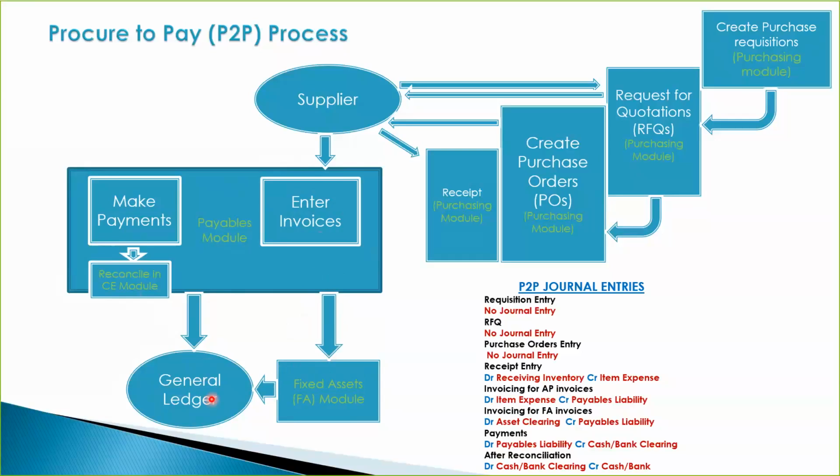Okay, now having said that, you will need to understand the various journal entries that are generated in this procure-to-pay cycle process. We need to understand the journal entries for all these transactions created in the Oracle E-Business Suite. We need to know what the journal entries are for each and every transaction.